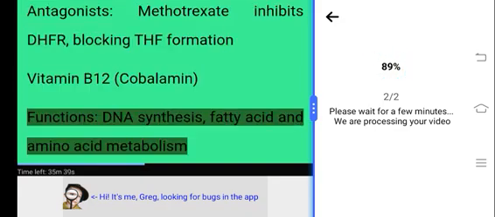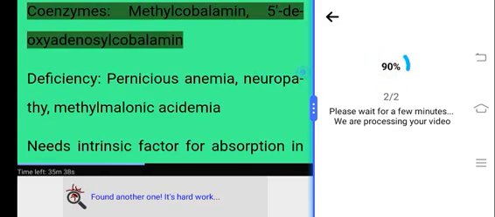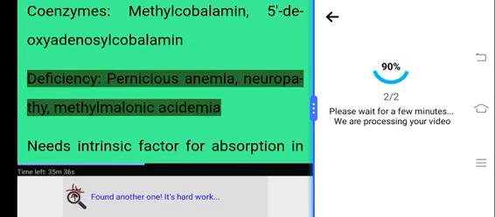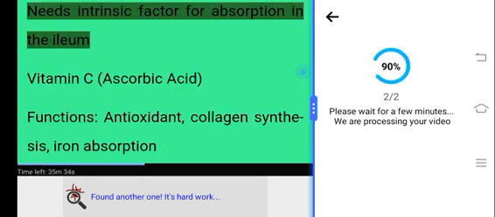Vitamin B12, cobalamin. Functions: DNA synthesis, fatty acid and amino acid metabolism. Coenzymes: methylcobalamin, 5'-deoxyadenosylcobalamin. Deficiency: pernicious anemia, neuropathy, methylmalonic acidemia. Needs intrinsic factor for absorption in the ileum.